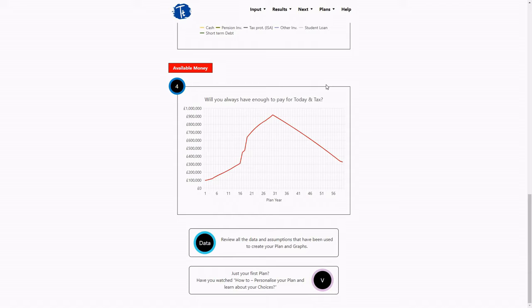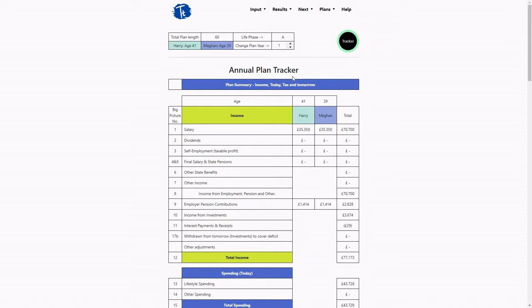The 4 graphs are a great way to see a summary of your plan, but what if you see something in the graphs that you don't understand, or you would just like to have a better idea of how your plan is working and moving your money around the big picture? For that, you can choose if you want to use the annual tracker. You can select the plan year you want to see by either entering the number directly here or by clicking to move up and down by 1 year at a time. You can see the age of each person for that plan year just over here.